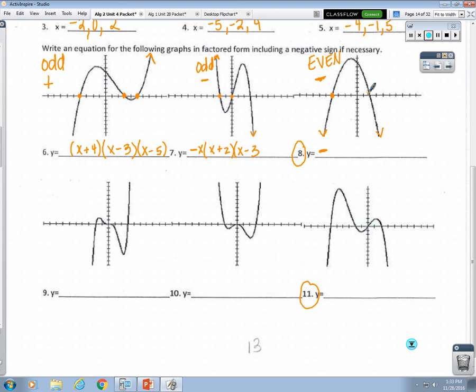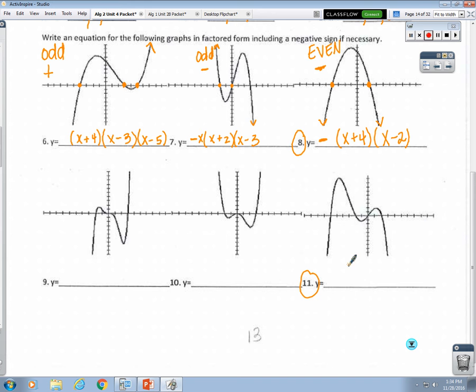There are only 2 x-intercepts, and where are they located? Negative 4, which is represented by x plus 4, and x minus 2 to represent that positive 2. So that's what you should have got for that one. Negative x plus 4 and x minus 2. Now, it would have been okay had you put x minus 2 and then x plus 4.